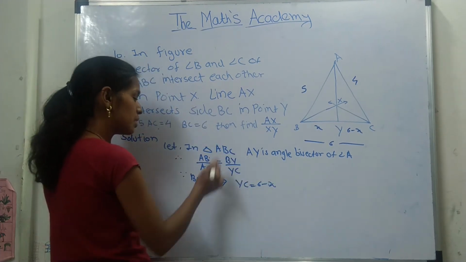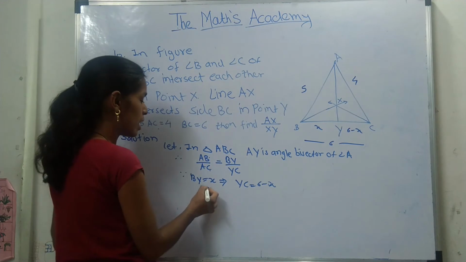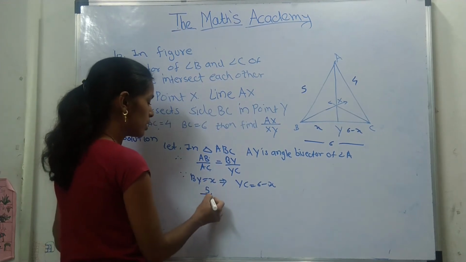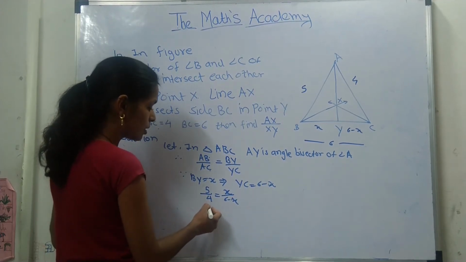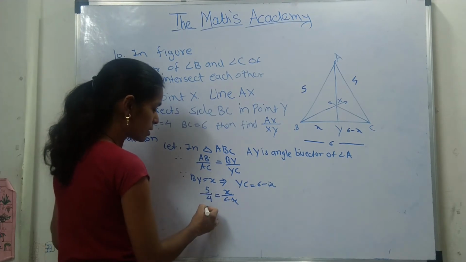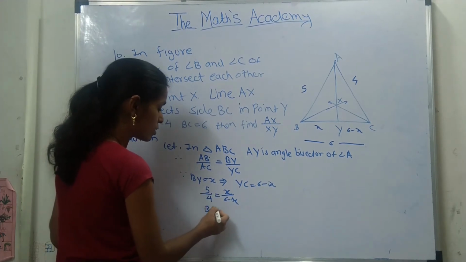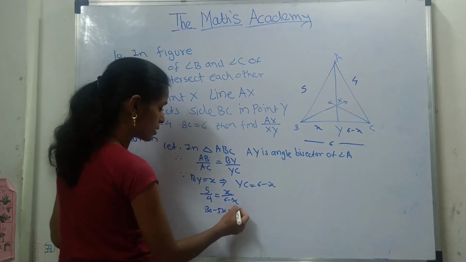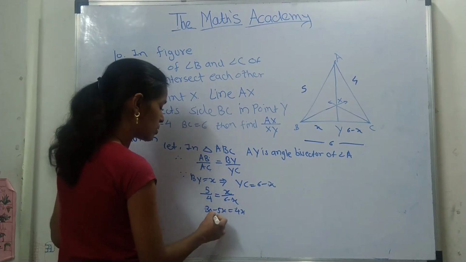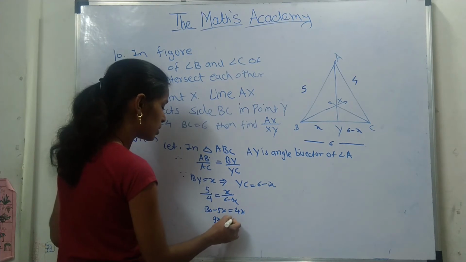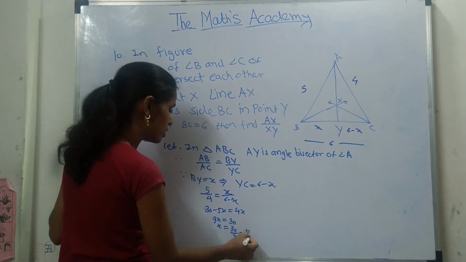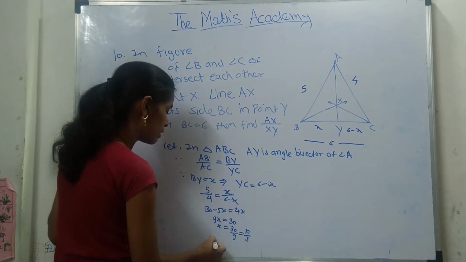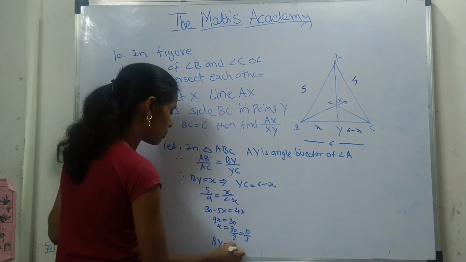Now substitute the value here. You will get AB is 5, AC is 4, equal to x upon 6 minus x. If you solve this, you will get 30 minus 5x is equal to 4x. If you shift this 5x, you will get 9x equal to 30. So x is equal to 30 upon 9, that is 10 by 3. So the value of BY is equal to 10 upon 3.